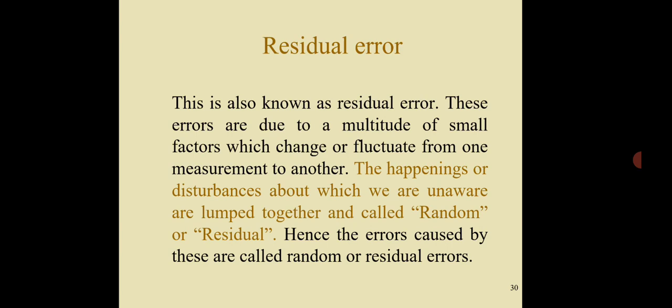When you purchase gold, if the gold is placed on the weighing machine without a closed box, then you will be getting some more measurement. If you keep it in a closed box where there is no passage of air, then you will be getting the correct measurement. This type of error is known as a residual error or random error.